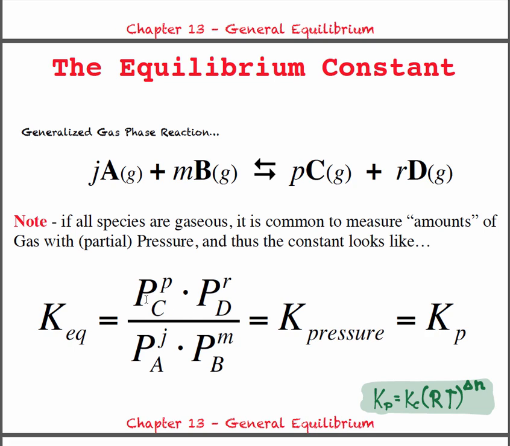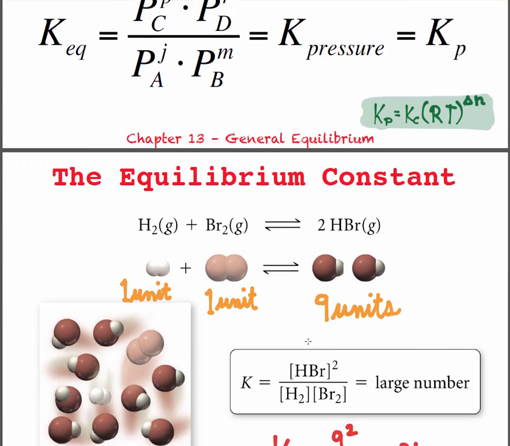In any case, I take the pressure of gas C, the pressure of gas D, the pressure of gas A, the pressure of gas B, to the little p power, to the little r power, to the little j power, to the little m power, and we find the number. And again, if the constant comes out bigger than 1, we know we probably favor the reaction at this temperature. This particular equilibrium probably favors the formation of the products. Interesting. Let's do some numbers.